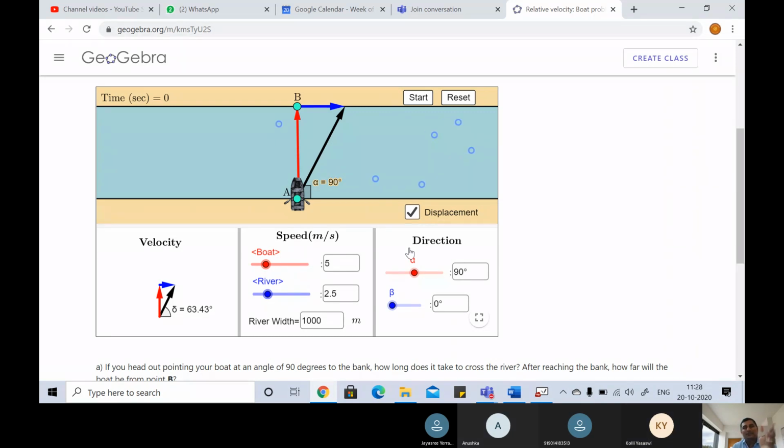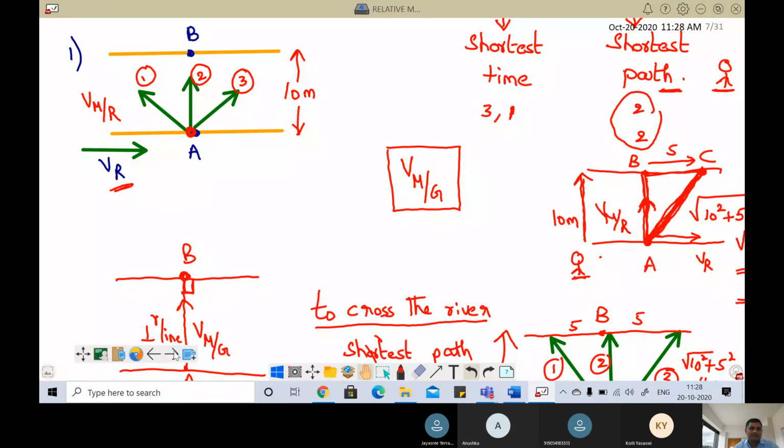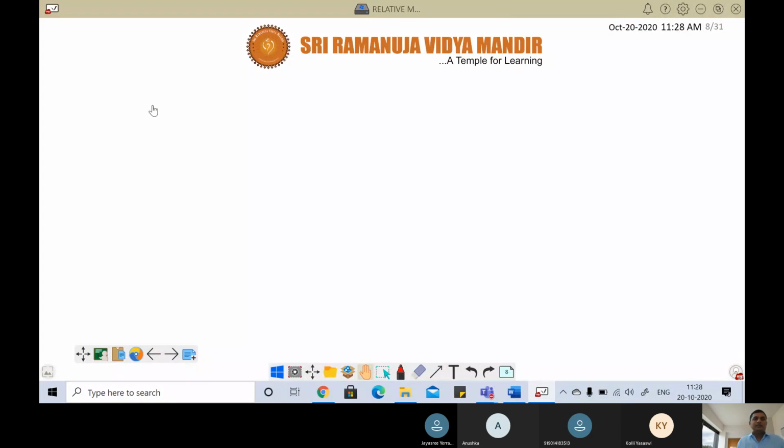So similar to that, you cannot have both simultaneously. That means you cannot cross the river with the shortest path and the shortest time. Only one of them is possible. So now let us move to the derivation. Okay, so this is the mathematics part, so don't be afraid. It is easy only.